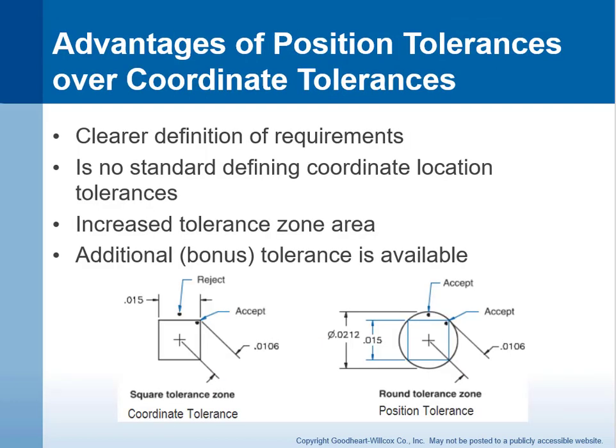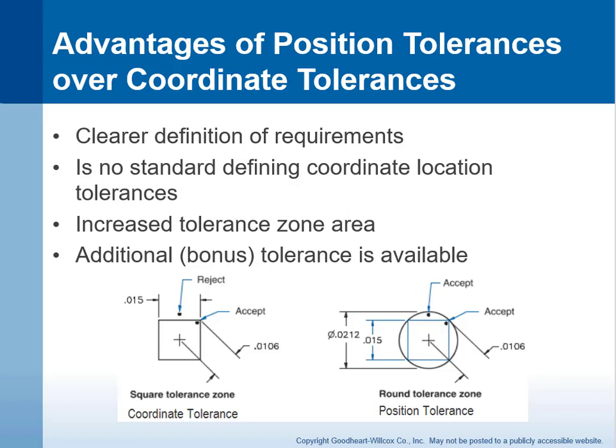Okay, here's another topic: advantages of position tolerances over coordinate tolerances. This is objective number 8. Position tolerance gives us a clear definition of the requirements. There really is no standard defining coordinate tolerances. We get an increased tolerance zone area with positional tolerances. And then when we're using MMC, we get an additional bonus tolerance that's available.